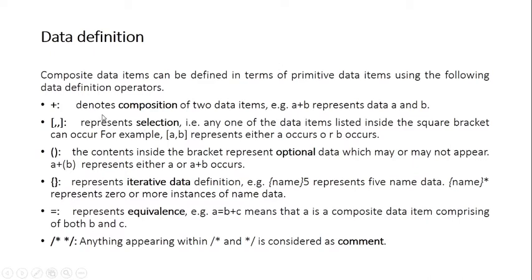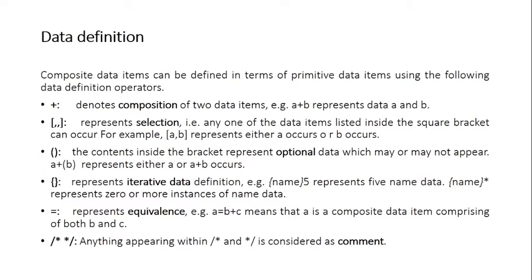The second one is a square bracket with a comma. This represents selection. For example, if I write square bracket A comma B, it represents either A occurs or B occurs. So that is selection, either A or B. Then we have optional data. Whatever is written in simple braces is considered to be optional data. So if I take an example, A + (B), right?